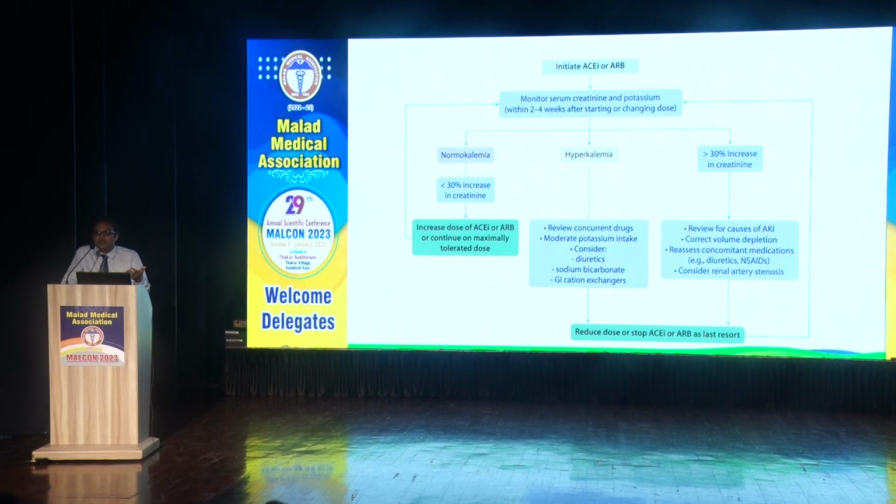Many times patients are admitted to hospital for, say, gastroenteritis or for various reasons. At that time they develop acute kidney injury. During the hospital stay, the ARBs are stopped. And when they go back to the OPD setting, these drugs are often forgotten and they are not put back on the RAS blocker. And that, I think, is a very serious mistake that we are making.